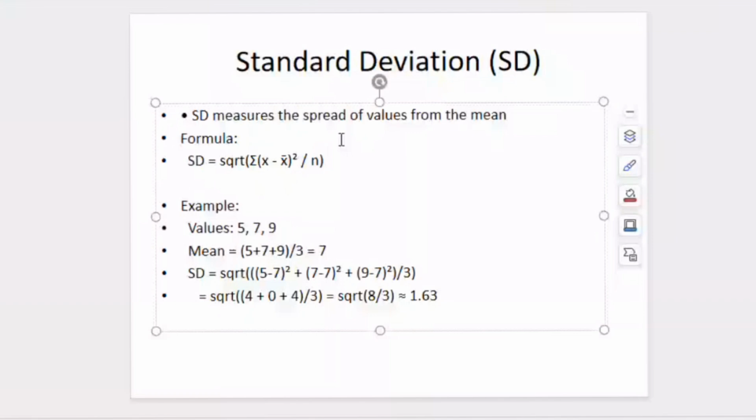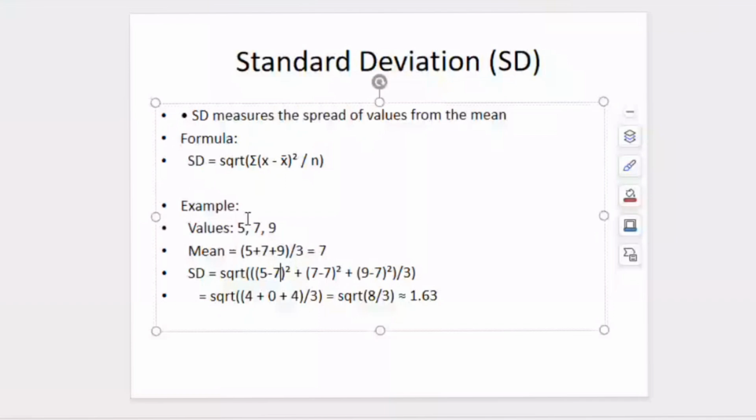So the formula for standard deviation is just square root of the summation of (x minus x bar) raised to power 2, all over n. To calculate the standard deviation, you'd always need to get the mean. Then once you've gotten the mean, you check the individual values that you're given, subtract each of them from the mean, take their squares, then divide by the total number of digits that you have. In this case, the values we have are 5, 7, and 9.